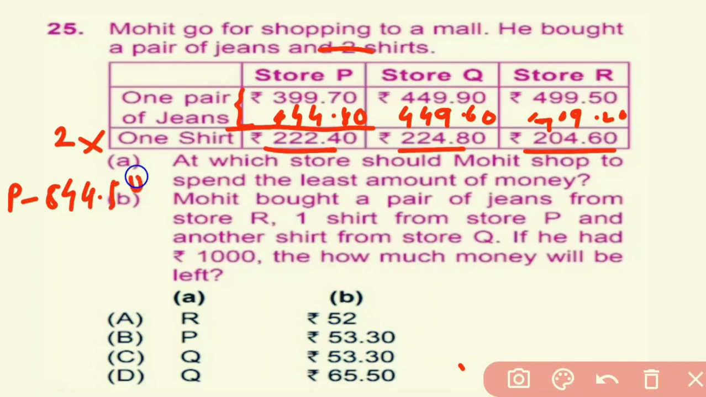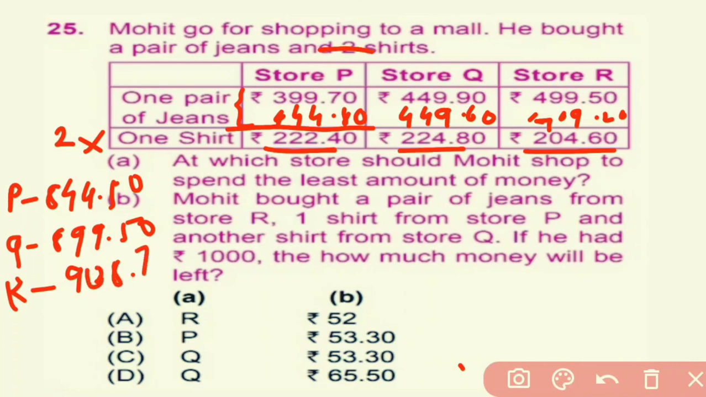844.50, and store Q 899.50, and store R 908.70. So Mohit spent least amount of money at store P. So here for A, P is correct answer. Store P is correct answer.